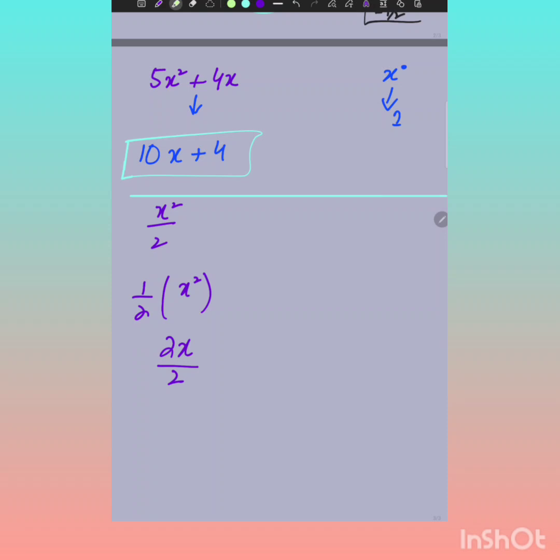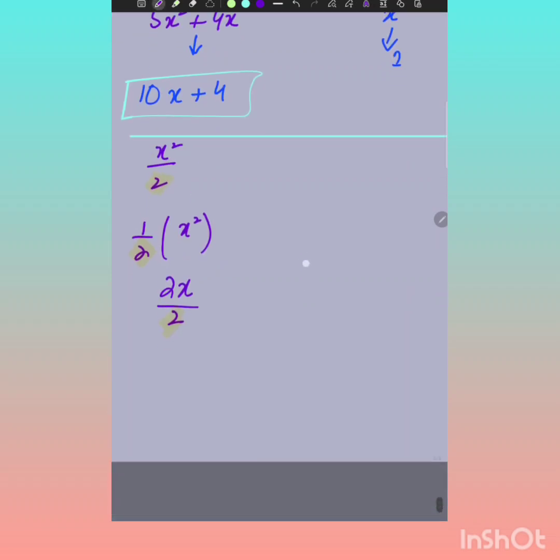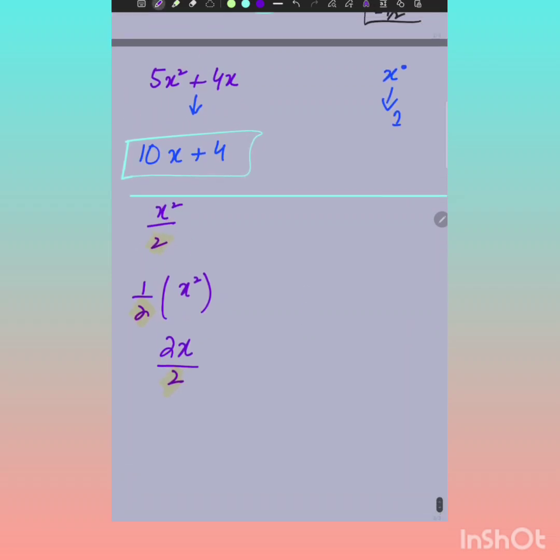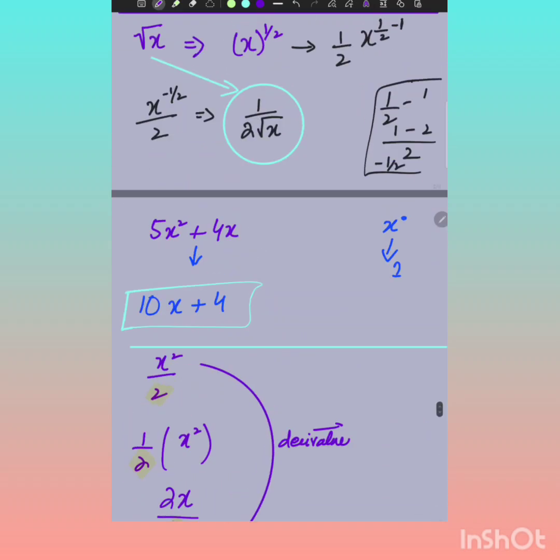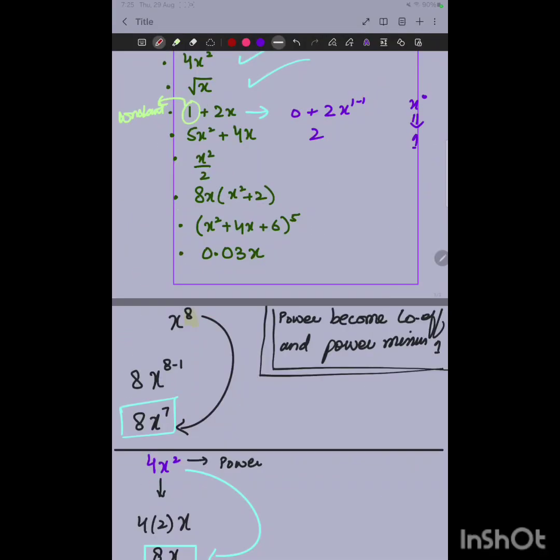I hope you are getting this. The 2 is here, so it will cancel out and the answer will be only x. So the derivative of x square over 2 will be x. Okay, this is the derivative. Now we are gonna do the next question. Okay, so the next question is 8x into x square plus 2.